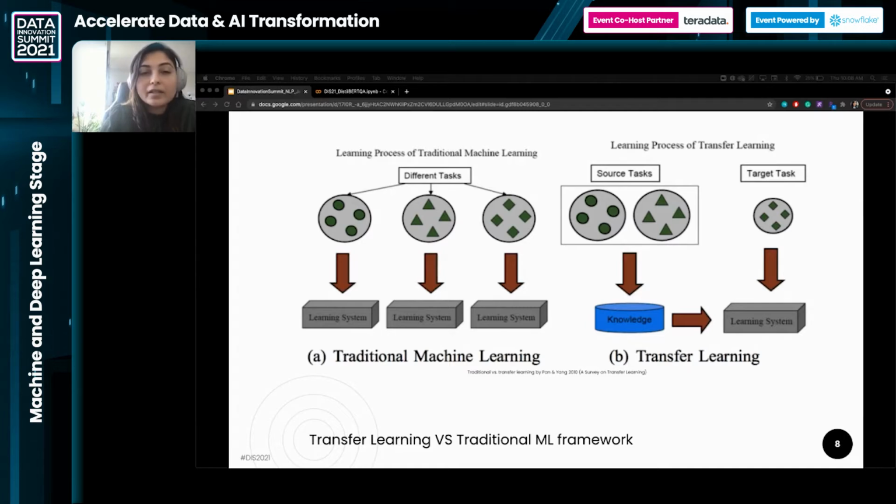Similarly, this image portrays the same thing. If you have different tasks, you would create 3 different learning systems to address them. But what transfer learning says is that you have a source task with a similar context to the target task, and once you train on the source task and create a knowledge base, you can leverage that knowledge base to create a learning system that your target task can benefit from. And we will see in detail what that looks like in some examples in the code.